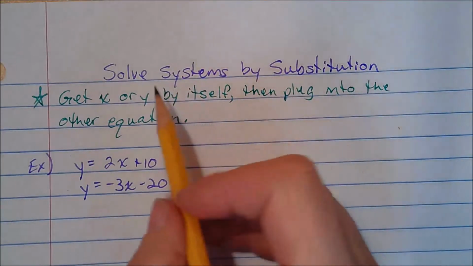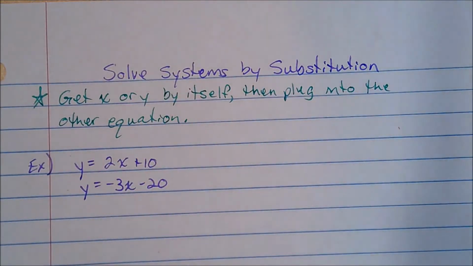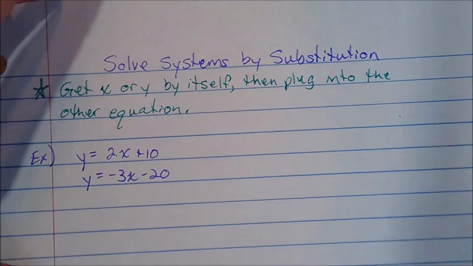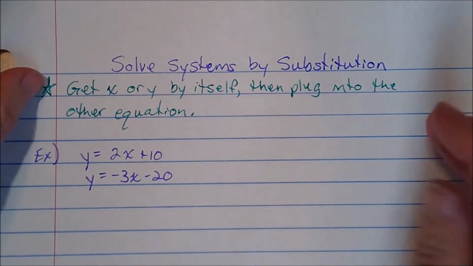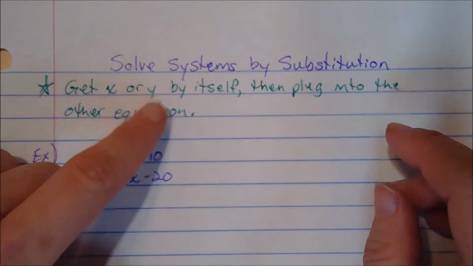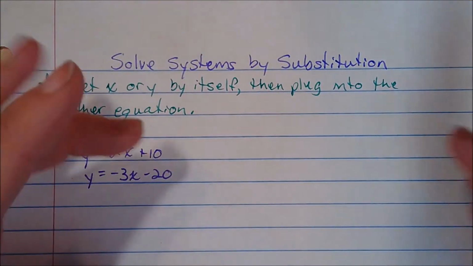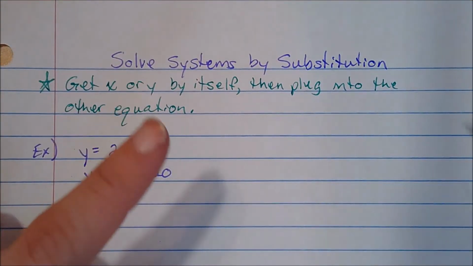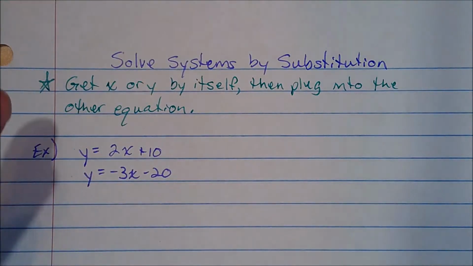Welcome, students, to Solving Systems by Substitution. In this method, which you have done a lot before, even if you didn't know what it was called, you are going to get x or y by itself, then plug that resulting expression into the other equation. And again, right now we're just working with two variables and two equations. We're not doing any three-variable systems.